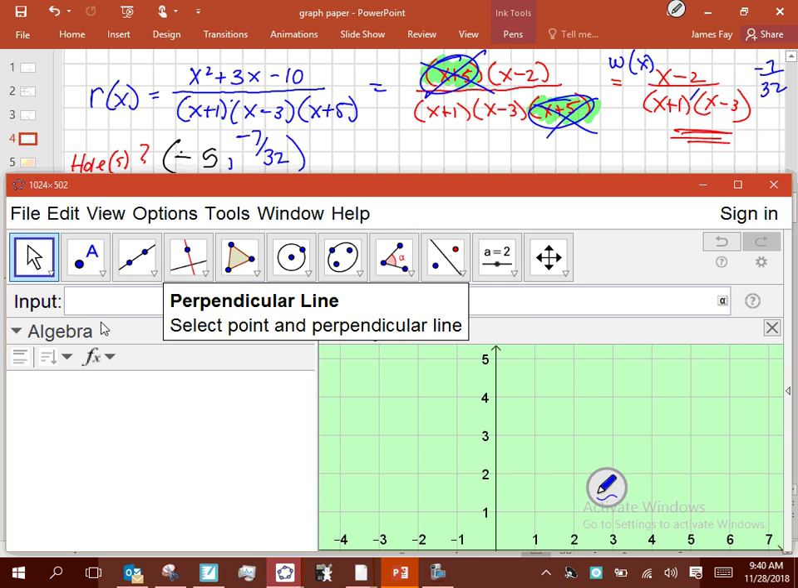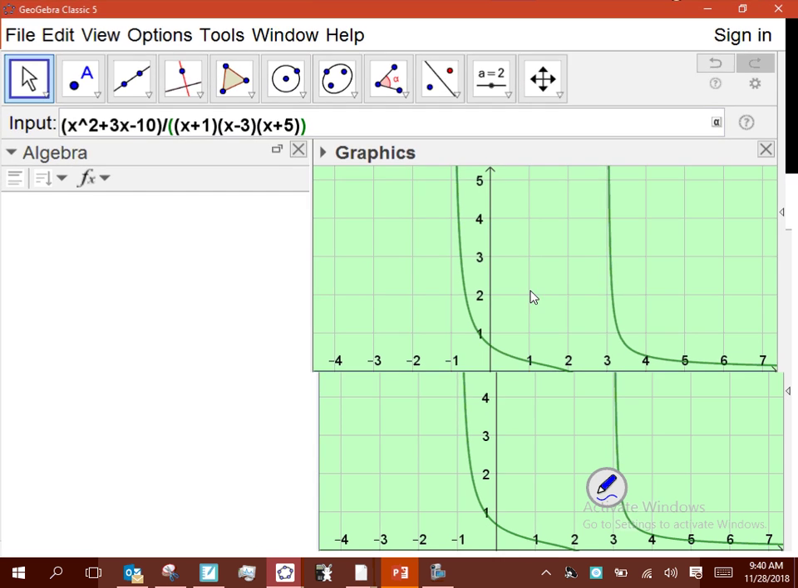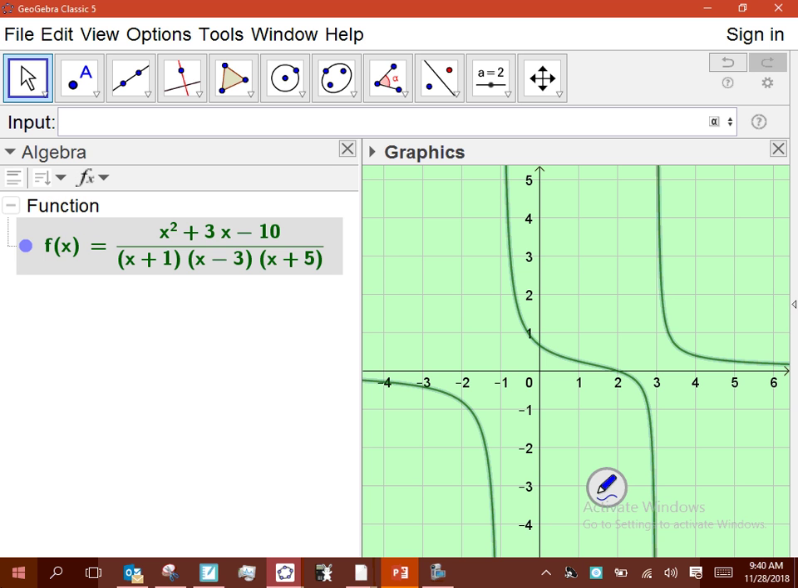All right, so I want to show you the comparison here of these graphs. Okay, so if I start with what we were interested in, x squared plus 3x minus 10, and we'll divide that by x plus 1, x minus 3, x plus 5. Okay, we get that curve. Now, if I were to graph the reduced version, which would have been, what was it, x minus 2 over x plus 1, x minus 3.